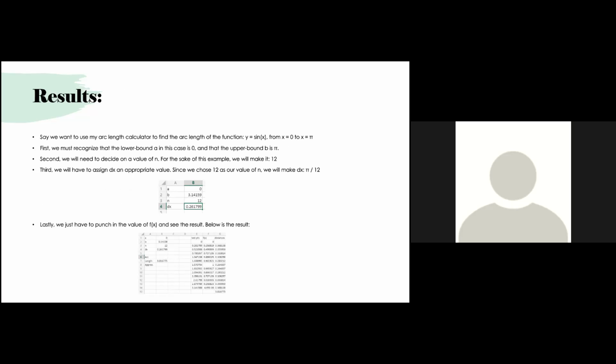Say we want to use my arc length calculator to find the arc length of the function y is equal to sine x from x is equal to 0 to x is equal to pi. So first, we'll have to recognize that the lower bound, a, is 0, and that the upper bound, b, is pi. And then secondly, we'll have to decide on a value of n, which for the sake of this example, I decided to make 12 just to get a good estimate.